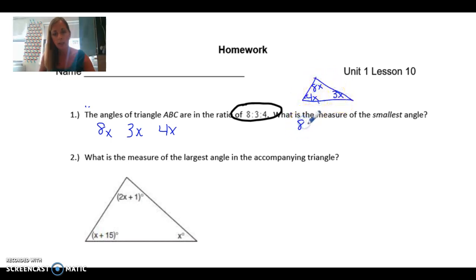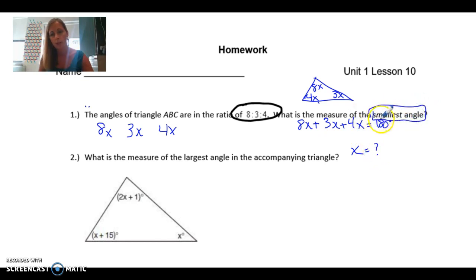So you're going to set up an equation: 8x plus 3x plus 4x equals 180. And then you should be able to solve this for x. So solve for x and you're going to get x equals some number. And whatever that number is, you need to plug back in and find the smallest angle.